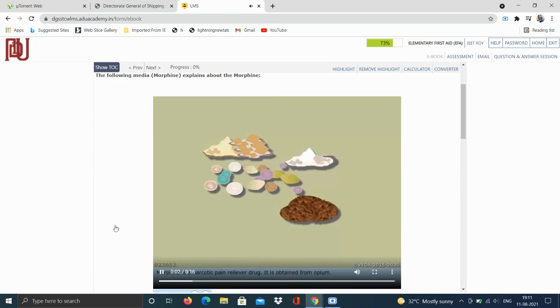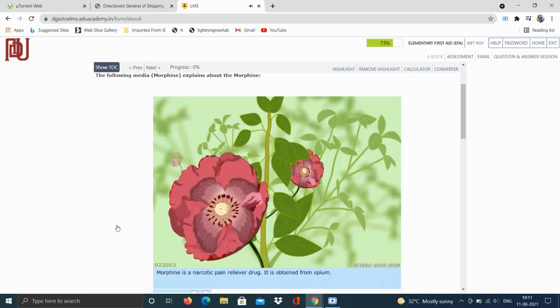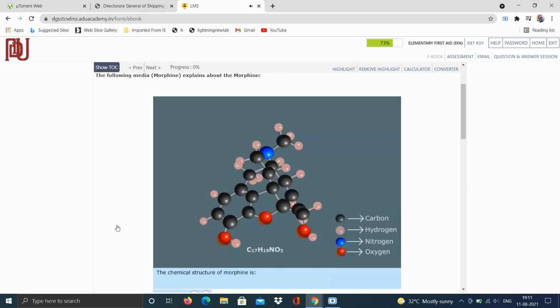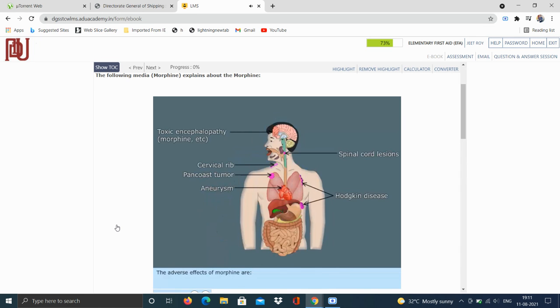Morphine is a narcotic pain reliever drug. It is obtained from opium. The chemical structure of morphine is shown, and the adverse effects of morphine are shown.